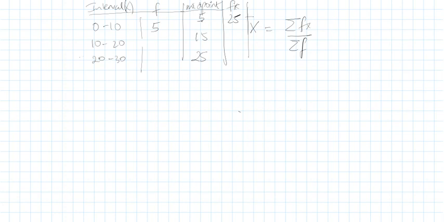It's actually swapped it to different intervals. So it's 5, 8, and 7 as frequency. So we're working out the sum of fx. So we're taking the f and multiplying it by the x.